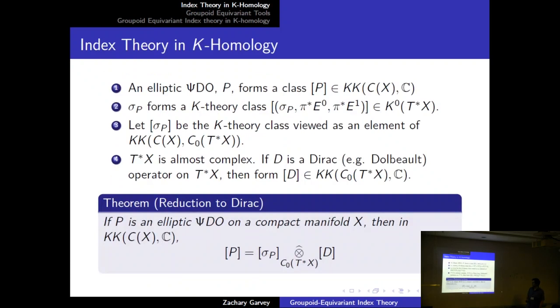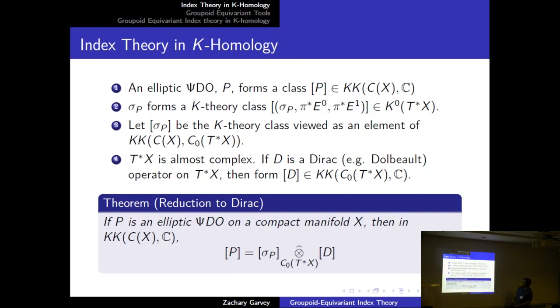Okay, so let's talk about the index theorem in K-homology. If you have an elliptic pseudodifferential operator, it actually forms a K-homology class on X. And the symbol, again, forms a K-theory class on TX, or T*X. And in fact, if you look carefully at this, these vector bundles are pulled back from X to T*X. So really, this whole thing fibers over X, and we could view sigma P as being a class in KK_C(X)(C0(X), C0(T*X)).